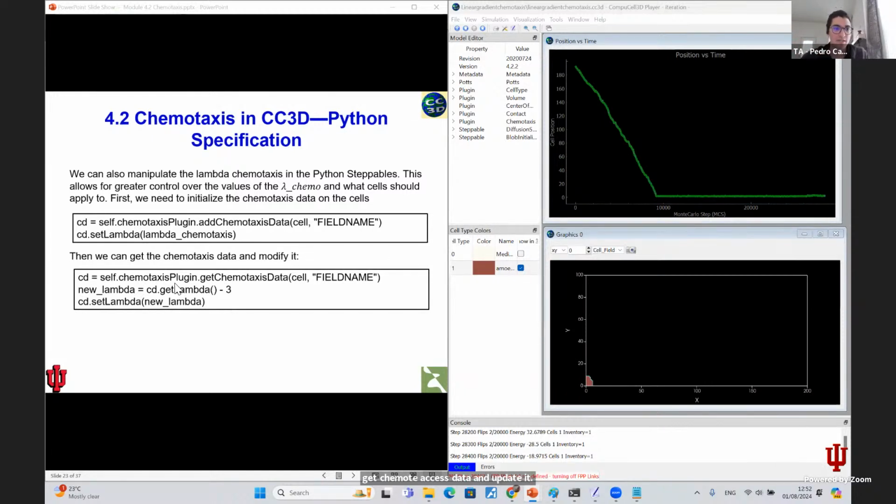And we'll do this by using the command self.chemotaxis plugin .get chemotaxis data for a specific cell, specific field, and then generate a new lambda by getting from this object using the get lambda function, getting the lambda chemotaxis value. Then in this silly example, it is taking that lambda value and decreasing it by 3, and then updating the lambda value by using the command cd.set lambda, and then the new lambda parameter.